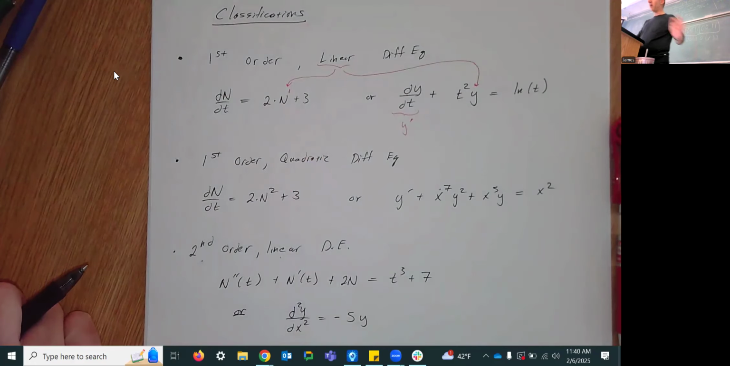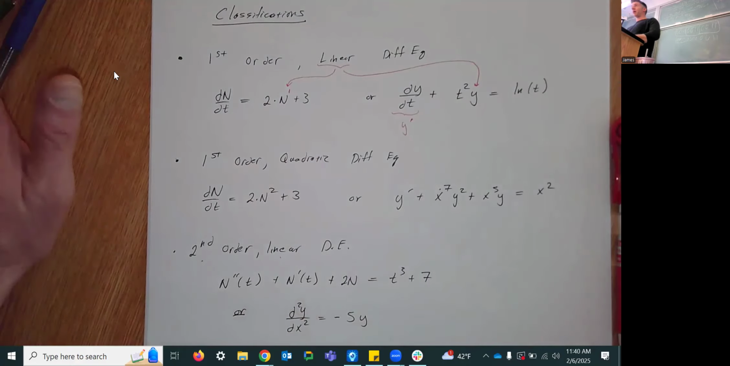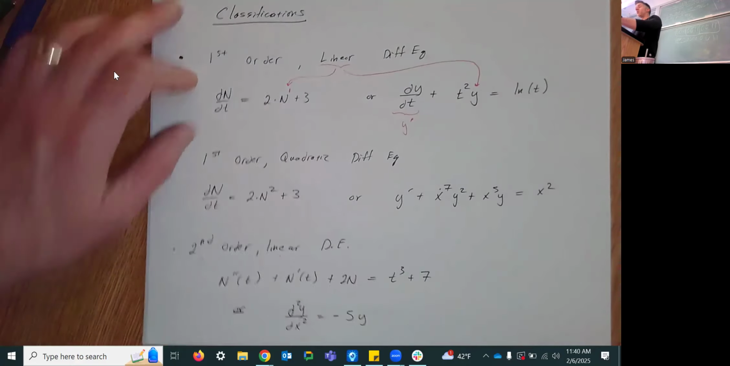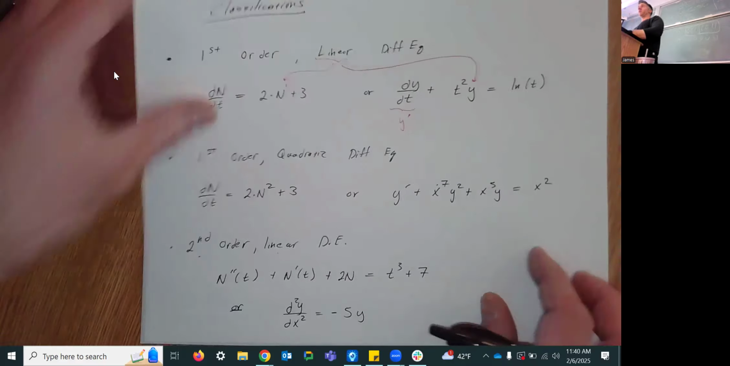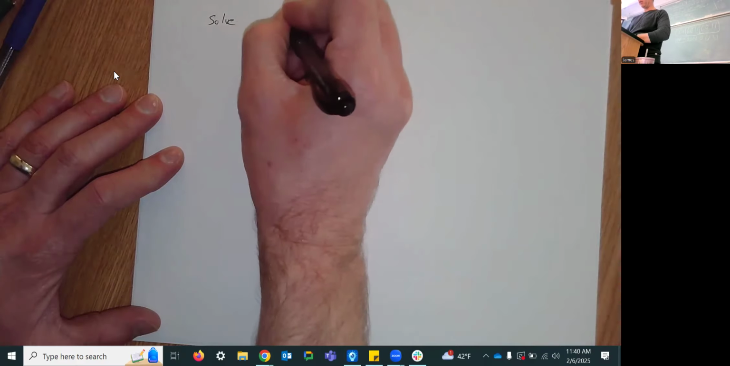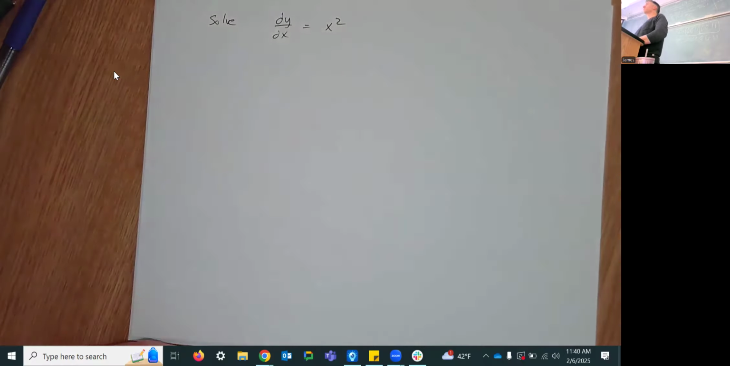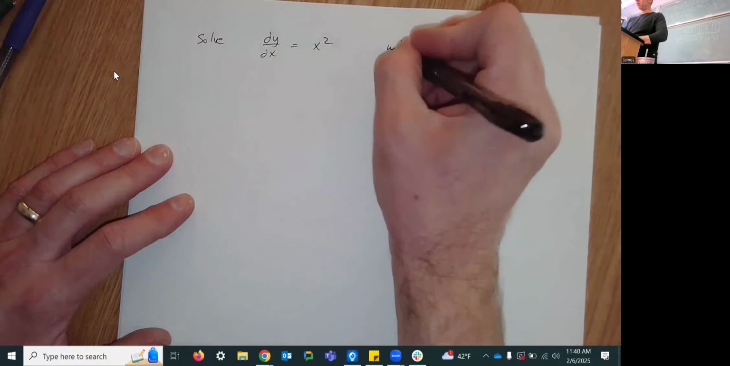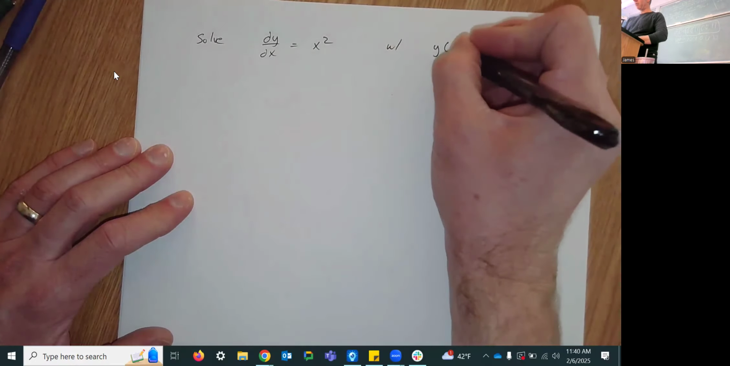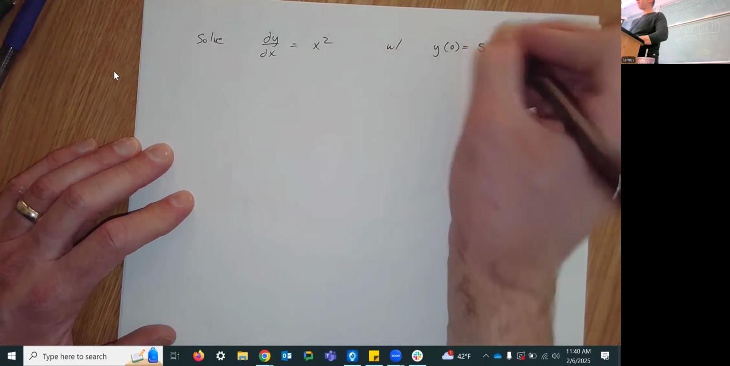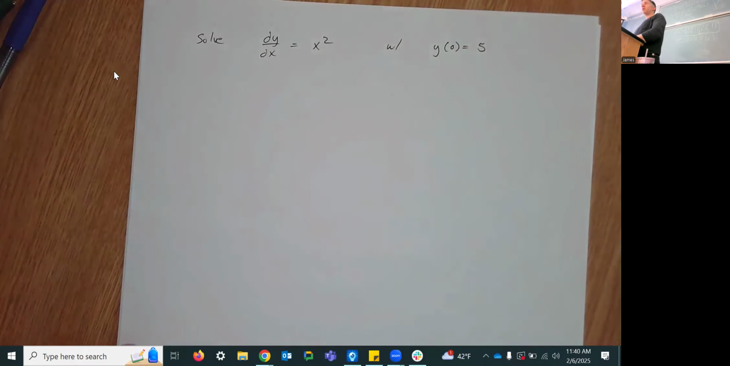So we're not going to solve any differential equations today. Well, that's not true. You totally could solve a differential equation. You've solved differential equations before. In fact, you've spent a lot of this quarter already solving differential equations. Like, you can definitely solve the differential equation dy/dx equal to x squared with y of 0 equal to 5. You know how to solve this.